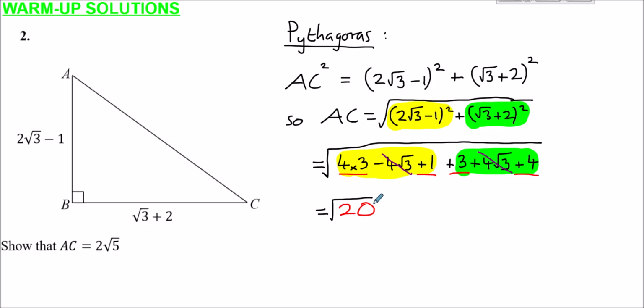The answer here is a clue. We've got it in terms of root 5, and 5 is a factor of 20. So we can change the root 20 into saying it's root 4 times root 5, because 4 times 5 is 20. But of course root 4 is 2, so we can replace root 4 with 2, leave root 5 as it is, and out pops the answer we wanted all along. So therefore, AC is 2 root 5.